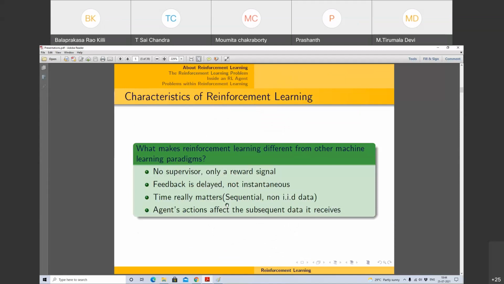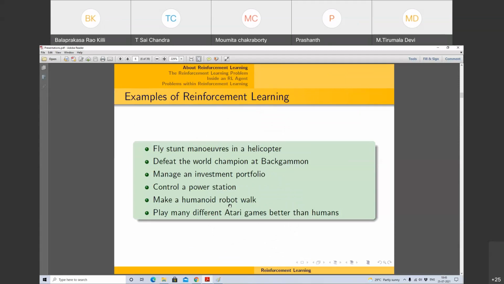Okay, so these are the differences. In supervised learning, there is a supervisor. In unsupervised learning, there is no supervisor. But in reinforcement learning, there is no supervisor, but there is a feedback signal. And then there is non-IID data. Data samples are not independent. Data samples depend on the action. If the data it sees is different, it moves right, then the data it sees is completely different.